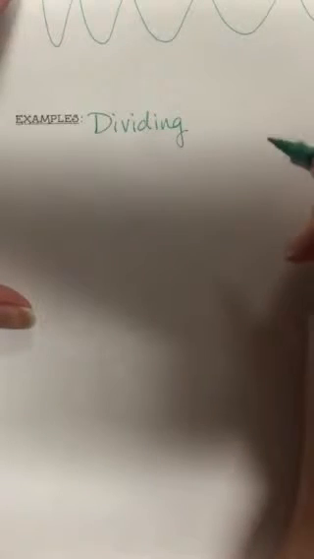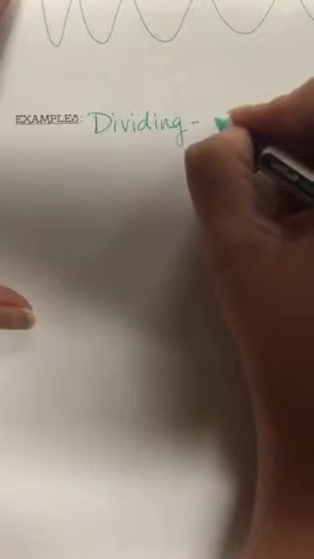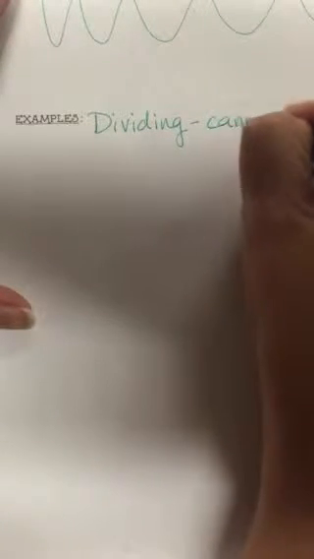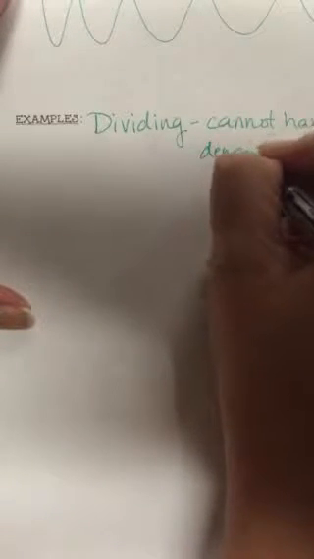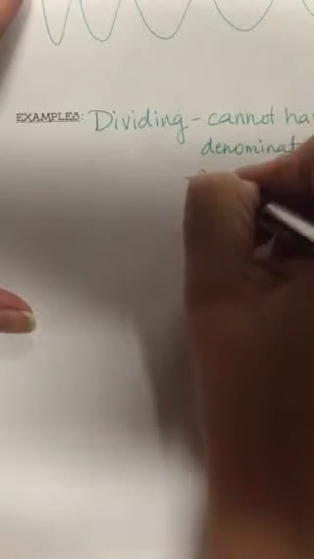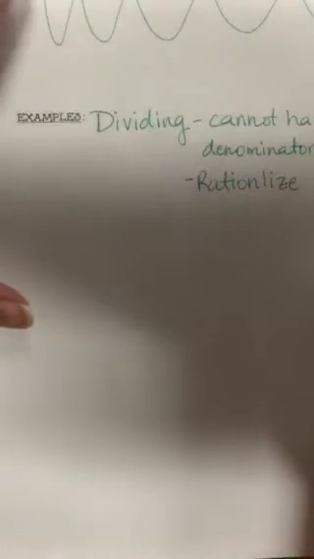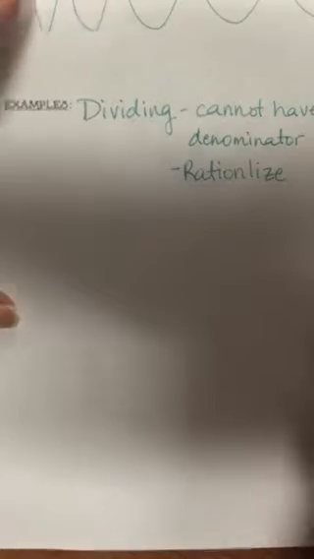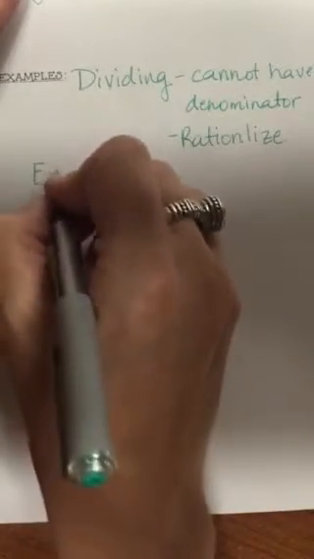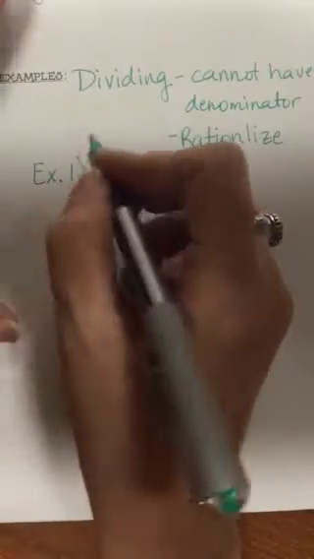So when you're dividing, you cannot have an I in the denominator, which means we have to rationalize. Okay, and we're going to do that using conjugates. So let me start with some fairly simple examples first.